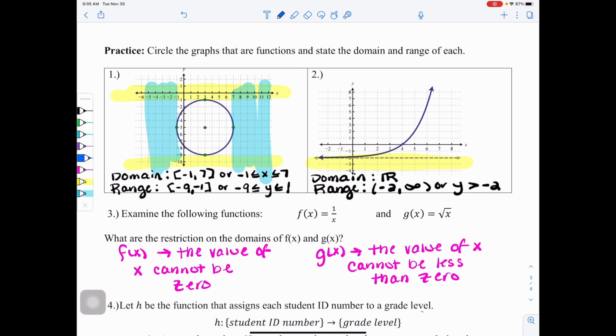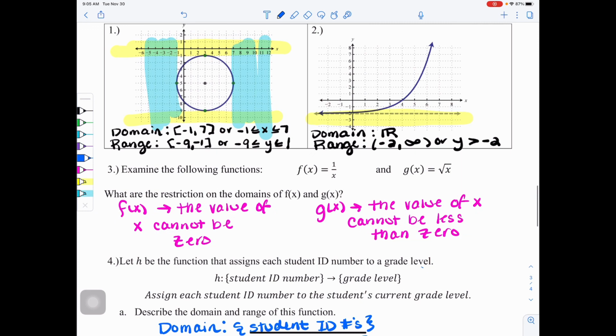When we look at number 3, f of x says 1 over x. So in a fraction, we know that 0 can't be on the bottom. So for f of x, the value of x can't be 0. That would make it undefined. For g of x, you're looking at a square root. So we talked about this earlier. You cannot take the square root of a negative number. So the value of x cannot be less than 0.